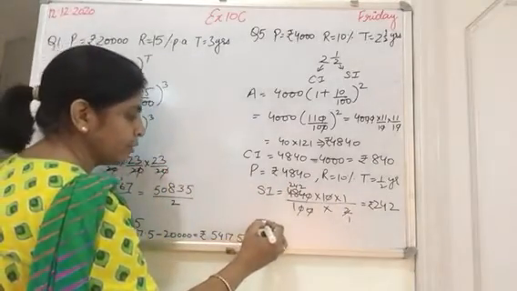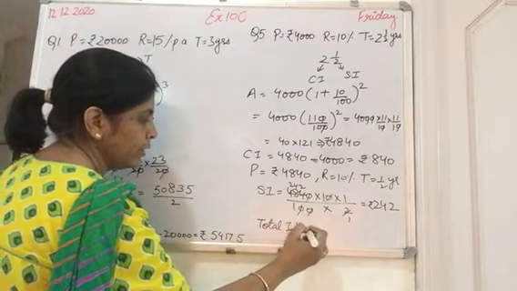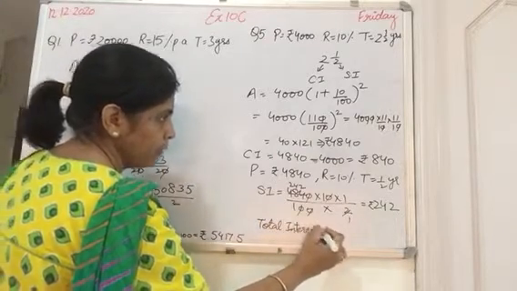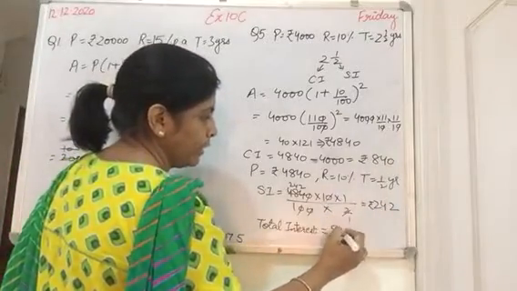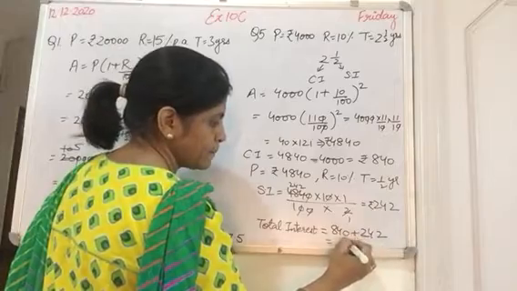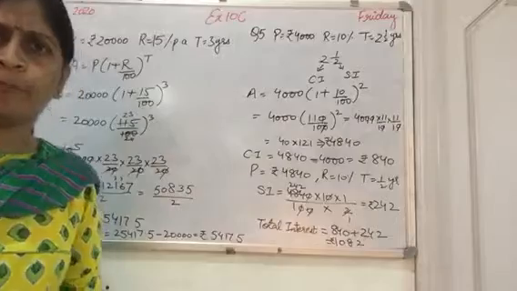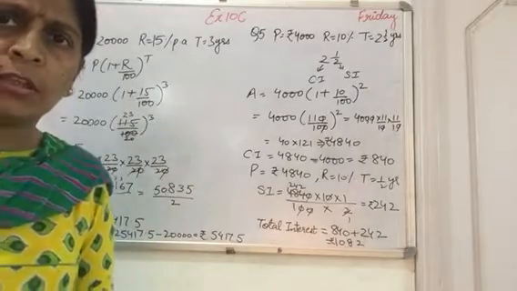So total interest will be 840 plus 242, which is 1,082 rupees. Clear about it? Thank you.